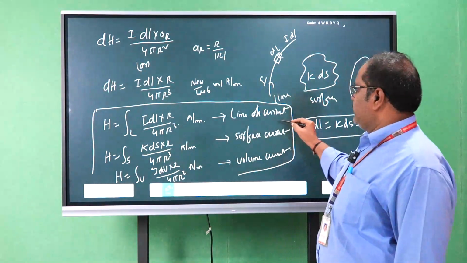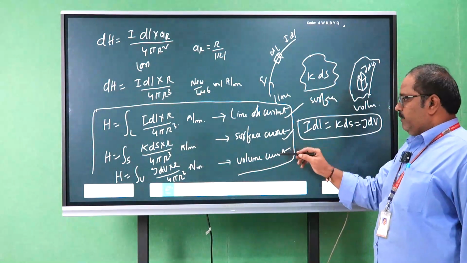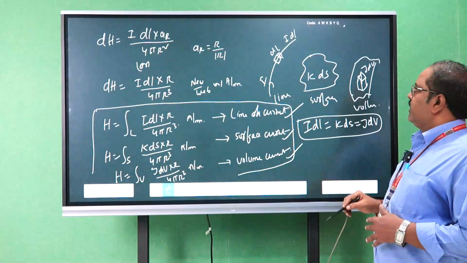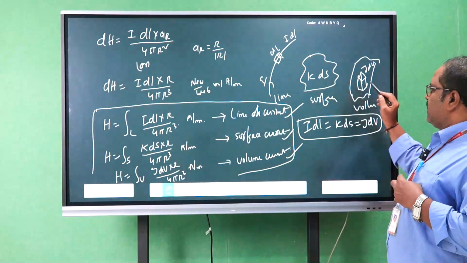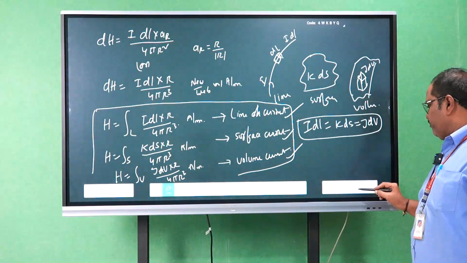The magnetic field intensity is due to line current, and similarly magnetic field intensity in surface current and magnetic field intensity in volume current. Therefore, line current, surface current and volume current: I dl is equal to K dS is equal to J dv.